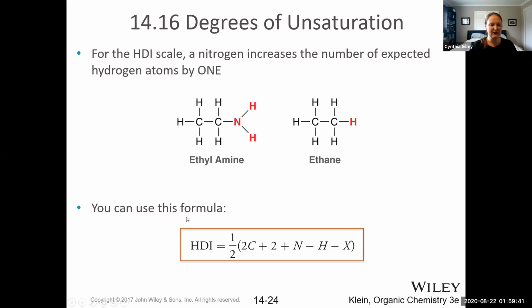So that generates this equation, which says that the hydrogen deficiency index equals 1/2 times (2 times the number of carbons plus 2, plus the number of nitrogens, minus the number of hydrogens and halogens). When you apply this formula to any compound with any molecular formula, you are always going to get a value of 0 or a positive integer. So the solution to the equation must always be 0, 1, 2, 3, 4, 5, etc. It cannot be a fraction and it cannot be a negative number. If you get that, then you did something wrong with the calculation.